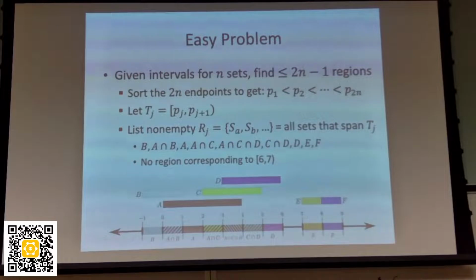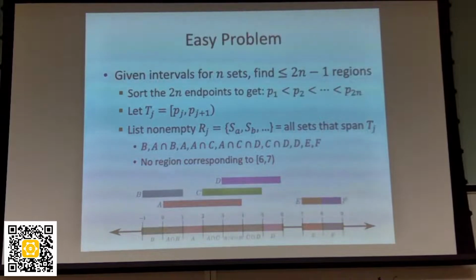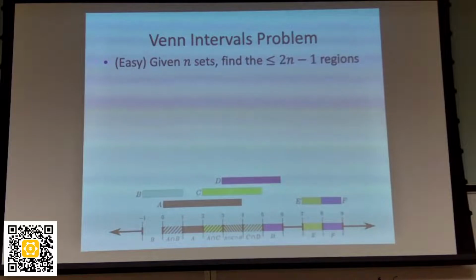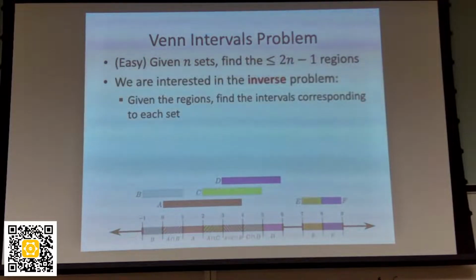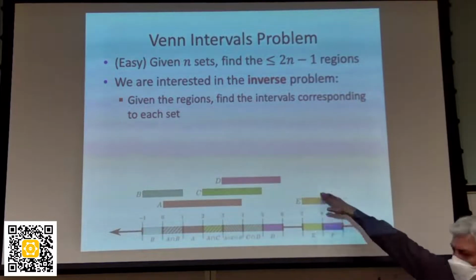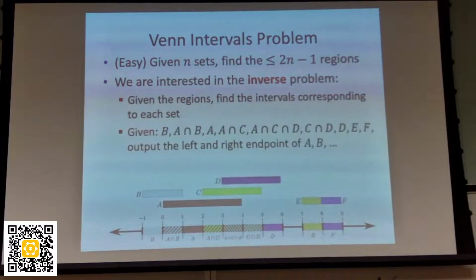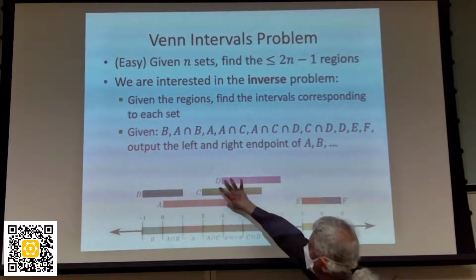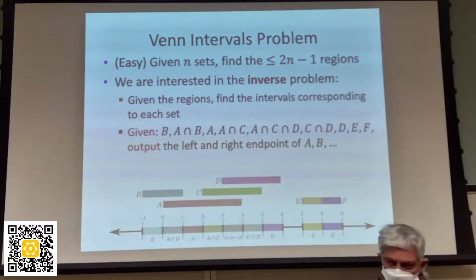Just to get this in your head, because they also explain that in the problem, and reading all that is sometimes the challenge, but it's there. The real problem that we need to solve is the inverse of this problem. I'm not given the original sets, I'm given the regions, I'm given this part, and I have to figure out this part. So I'm given these, and I have to output the left and right endpoints of these sets.